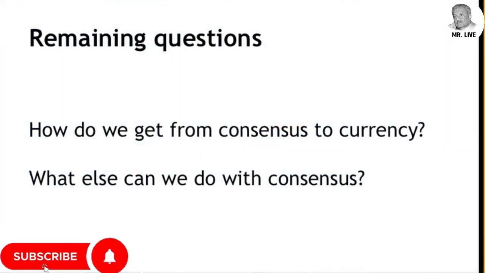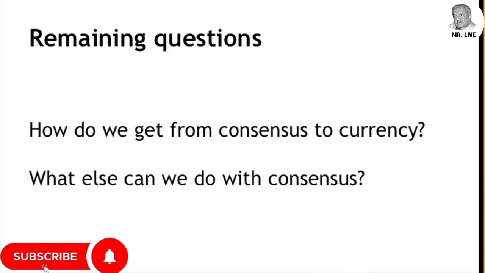So the next lecture is going to be by Joe Bonneau, where he will address a lot of questions that take off from the point where we've left off in this lecture. The first is, how do we get from consensus to currency? So this is an assumption that I've already made in this lecture. Not only are we solving a distributed consensus problem, but also we're treating the result of distributed consensus as a currency in order to incentivize participants.